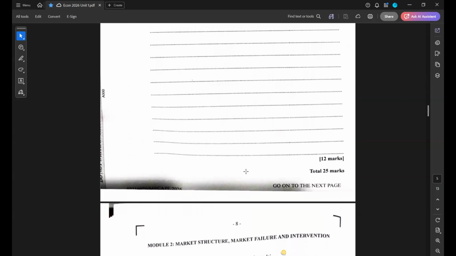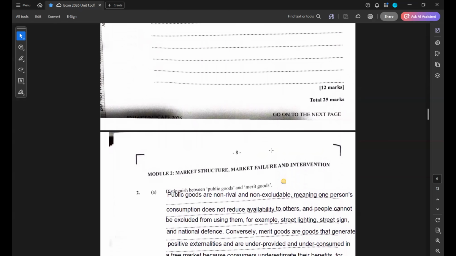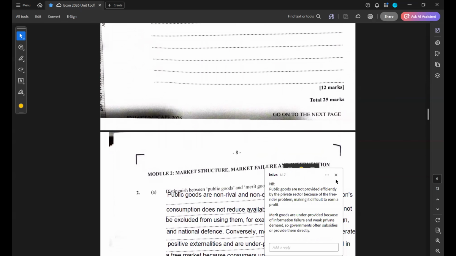Moving on. Module 2, market structure, market failure, and intervention. 2A, distinguish between public goods and merit goods. Now, public goods are not provided efficiently, just putting that out there, by the private sector because of the free rider problem, making it difficult to earn any profits. Merit goods are goods that are underprovided because of information failure and weak private demand. So governments often subsidize or provide them directly.